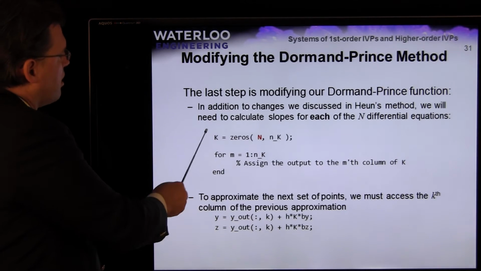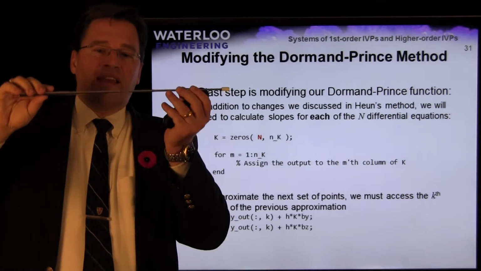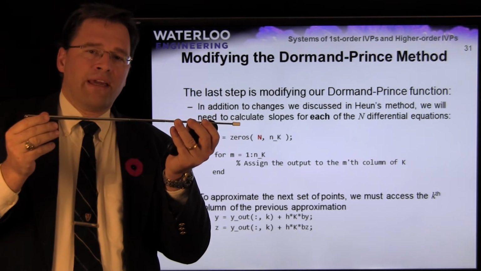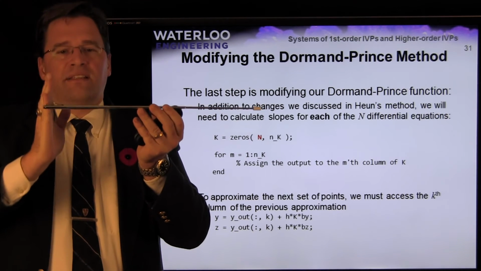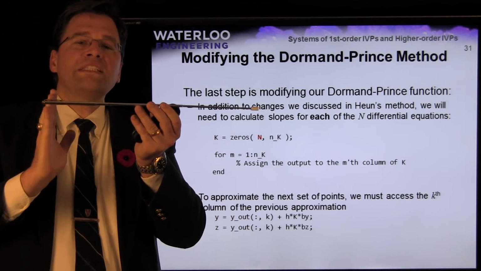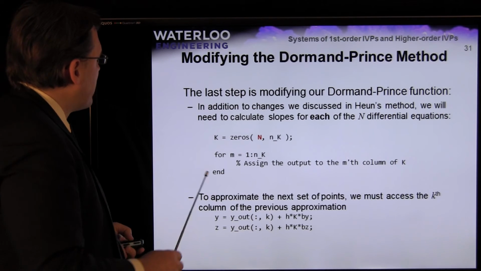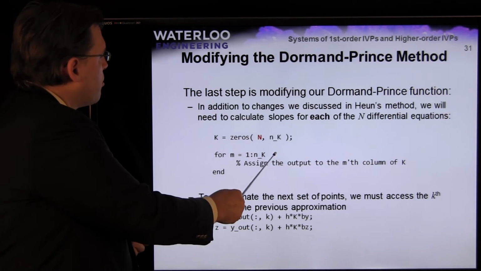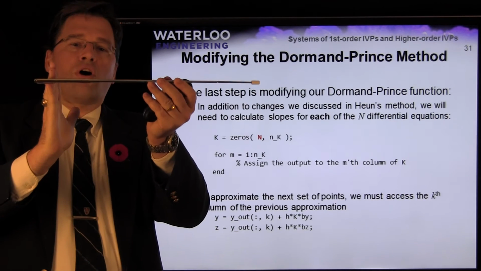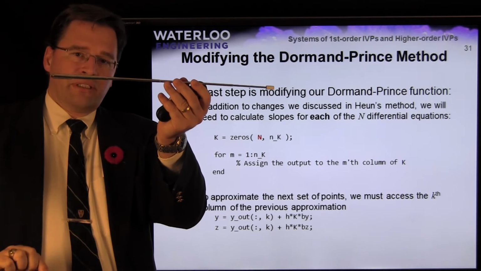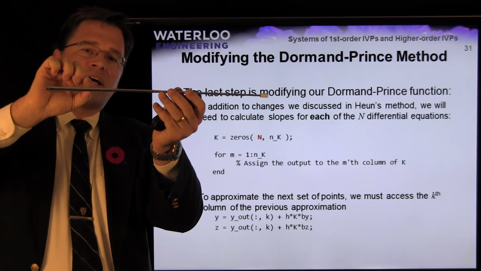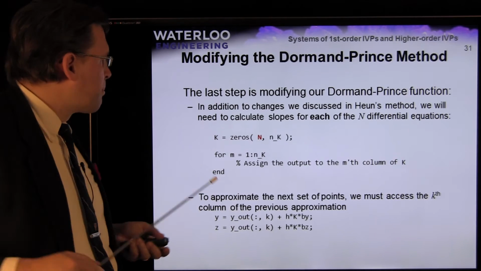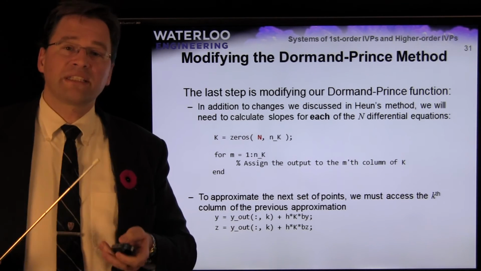Finally, we're no longer going to be calculating just a vector of k values. Remember, before we calculated 7 different values of k. Now we're going to be calculating 7 different values for each of the n functions. So now, the first time we iterate through this loop, we will assign to the first column each of the n slopes. Then we will assign each of the capital N slopes to the second column, the third column, all the way up to the n sub kth column, which in this case is equal to 7.